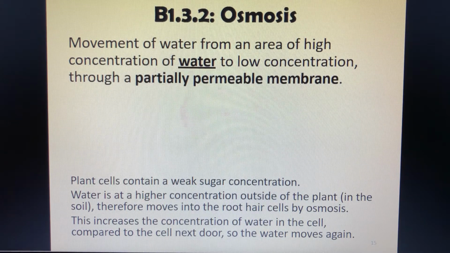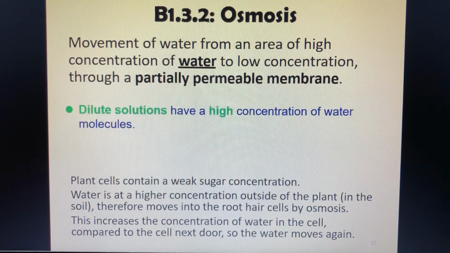And if an area is high in water, it's going to be low in sugar or low in salt or low in whatever it is that's in there. And so if something is a low sugar concentration, that's not the same as low water concentration. So we must say movement of water from a high concentration of water to a low concentration of water. We could alternatively say movement of water from a low concentration of sugar to a high concentration of sugar, but to me that doesn't make logical sense. So let's remember this sentence at the top, and that's going to give us 3 marks.